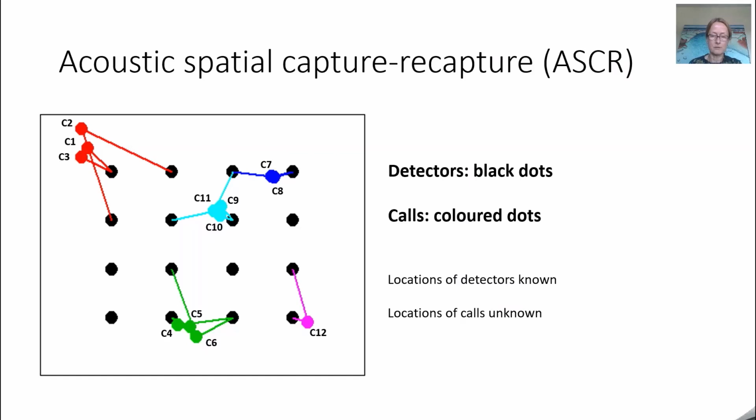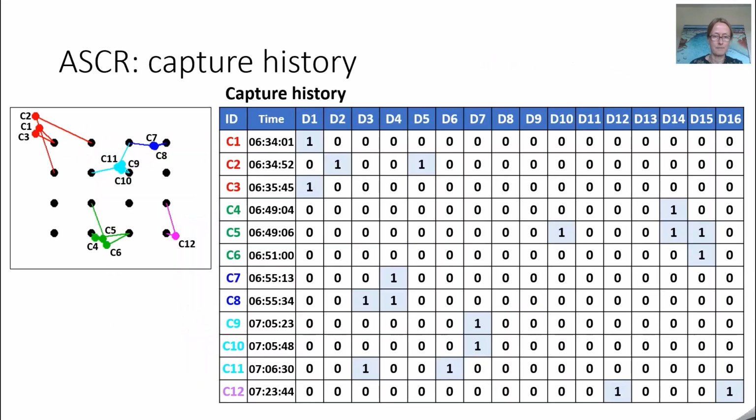We'll now use this plot to make the capture history for this example. And for this, we start out by giving each call an ID. We have 12 calls in total. So we have a table that looks similar to the capture histories we've seen in the previous lecture.